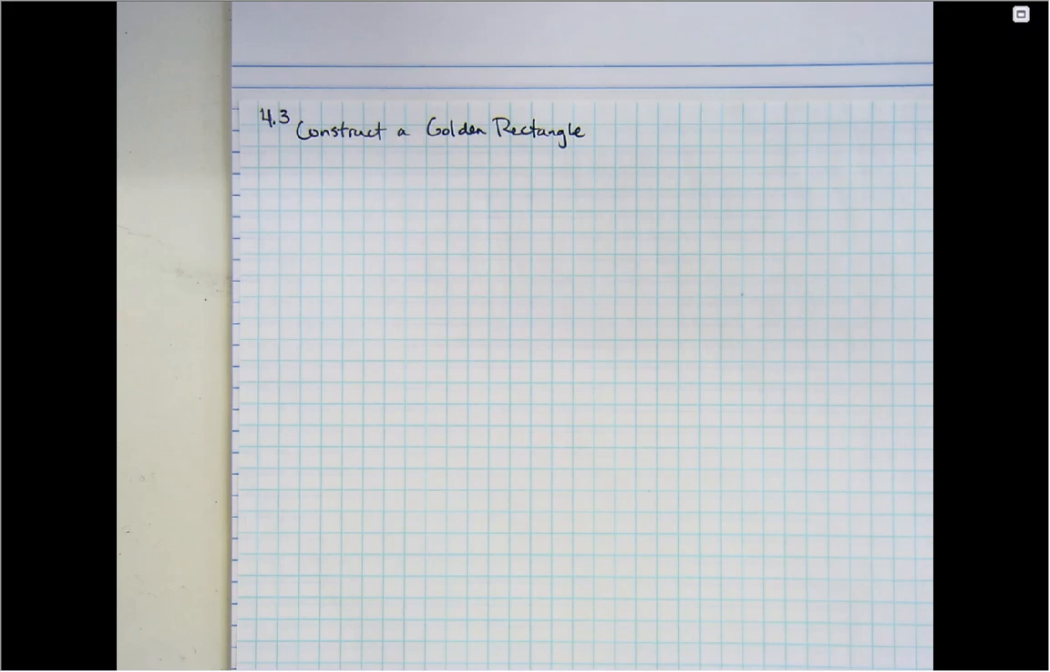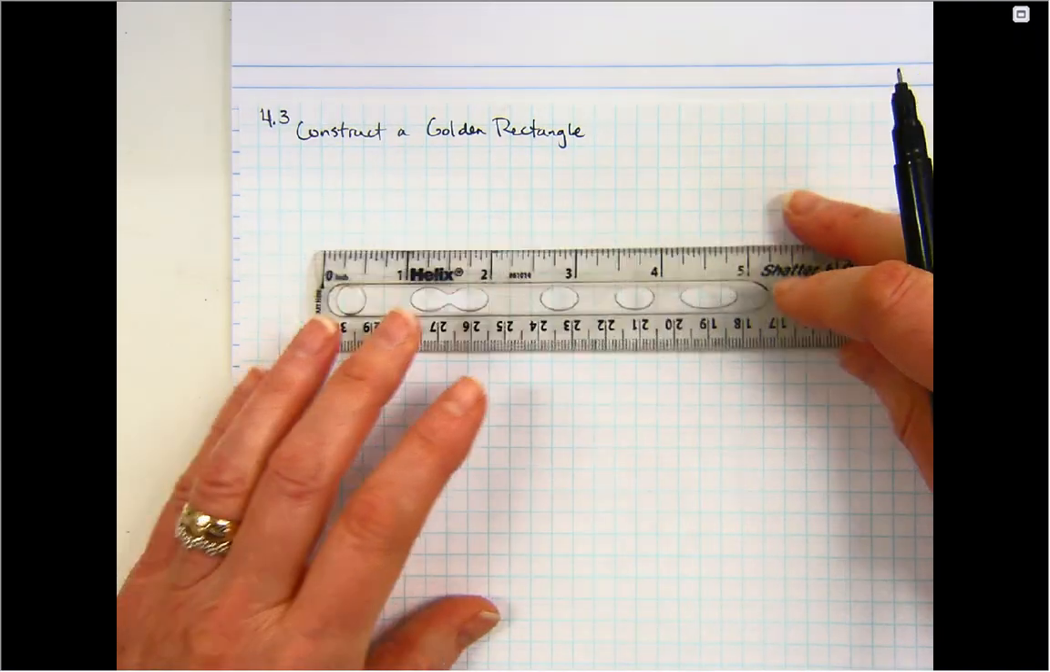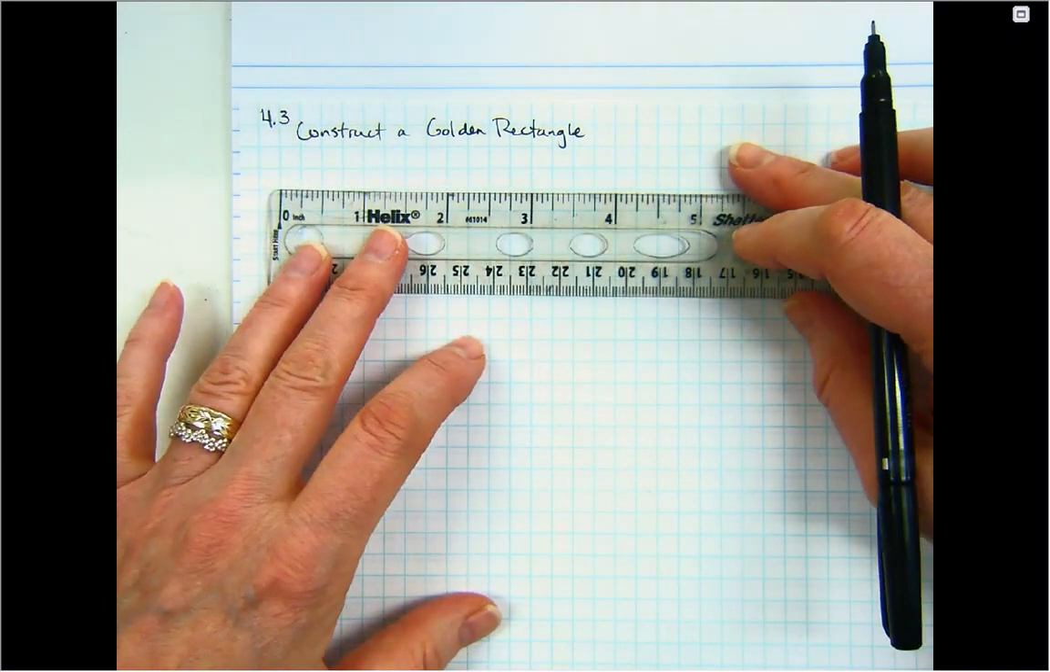And I lent out my ruler. Can I please have a ruler back? Thank you. Your straight edge will be fine for this. Or actually, you might need your homemade ruler, because you have graph paper, so you'll be okay.